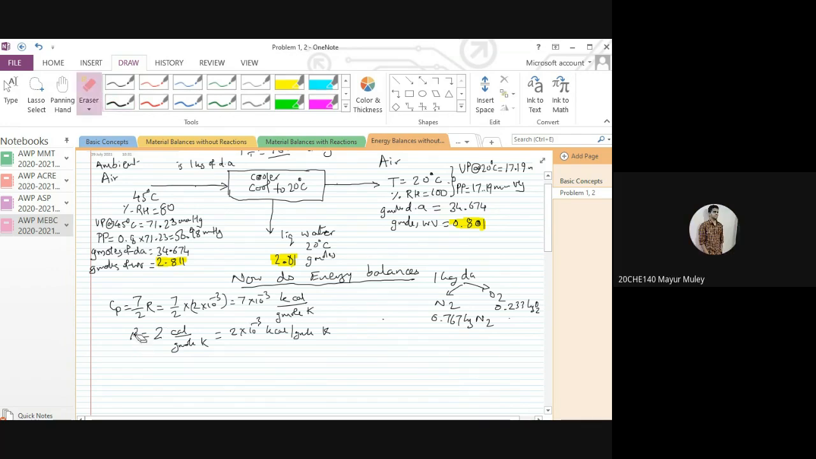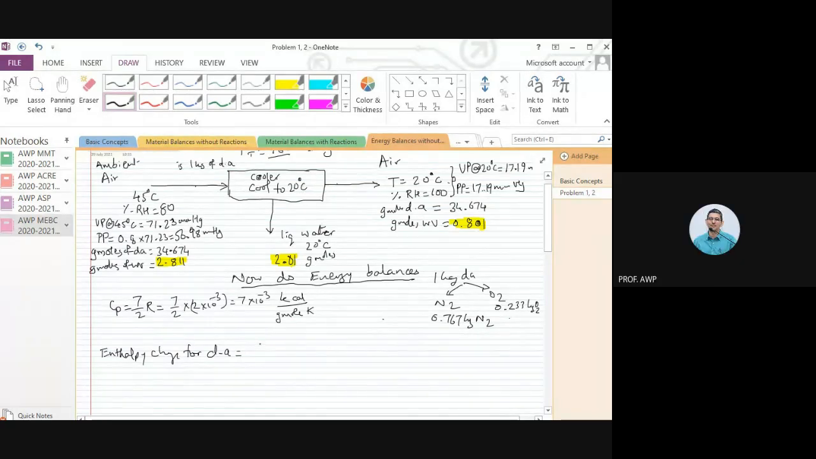Okay. Sir, now we can calculate energy for dry air, which is so now enthalpy change for dry air. Enthalpy change for dry air will be enthalpy change for nitrogen plus enthalpy change for oxygen. Okay. So number of moles, 767 gram moles of nitrogen divided by 28 into 7 into 10 raised to minus 3, and enthalpy change is from 45 you are cooling to 20. Is that what you've done?